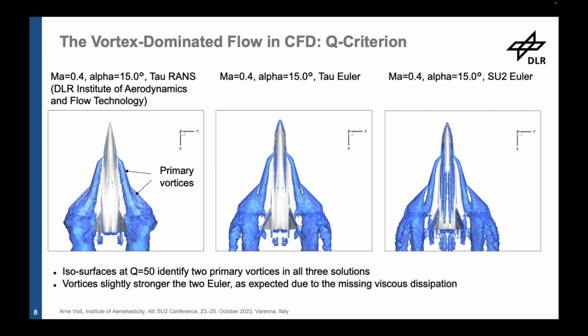And the good news is that the results more or less look similar. So the overall physical phenomena or the flow features are resolved in all three solutions, with the left one being the reference because it's a much finer CFD mesh which was used, and it's also a viscous simulation. So summing up, I would say that in the two Euler solutions, the vortices are slightly stronger, which is kind of expected due to the missing viscous dissipation.